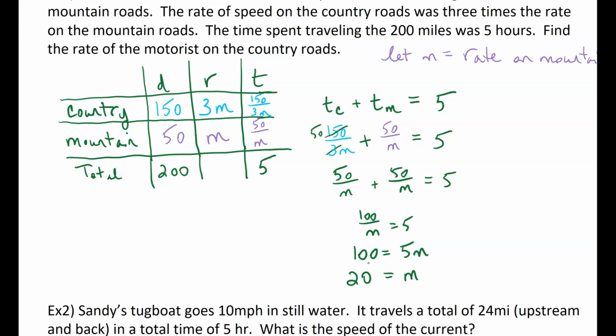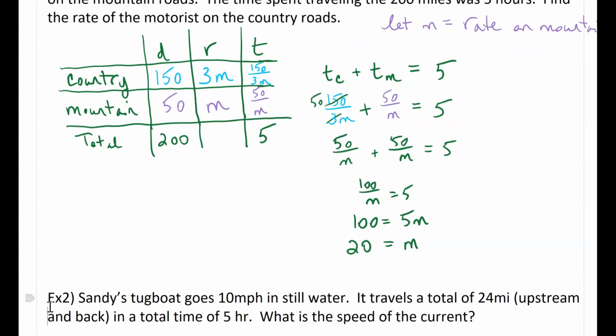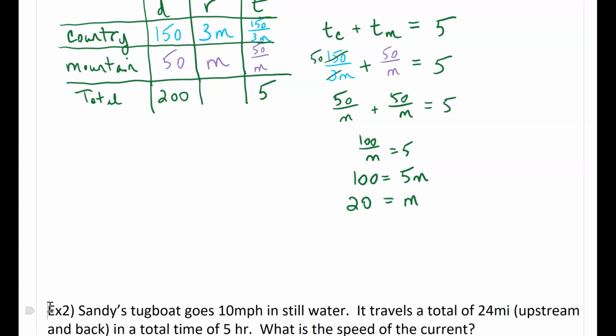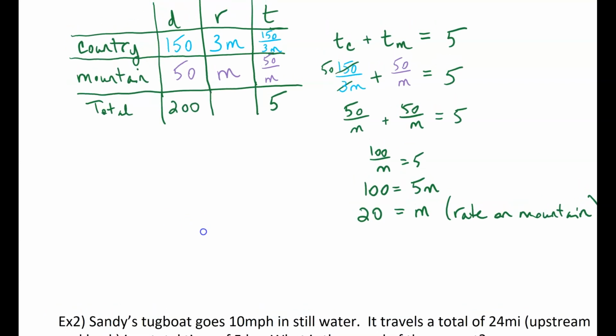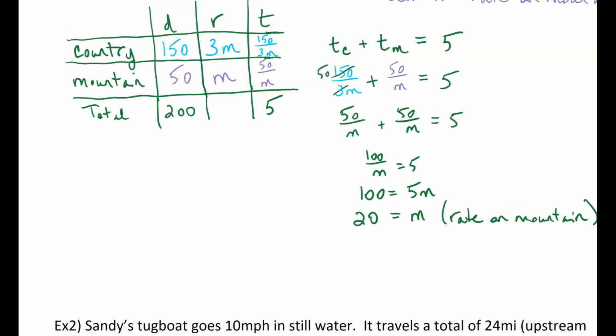All right. And again, what does m represent? Rate on the mountain road. Okay, that's the rate on the mountain road. But which rate were we looking for? On the country road. So therefore, what's the rate on the country road? 60.